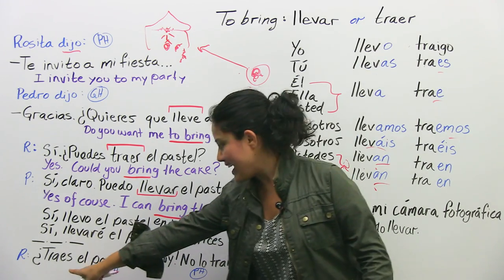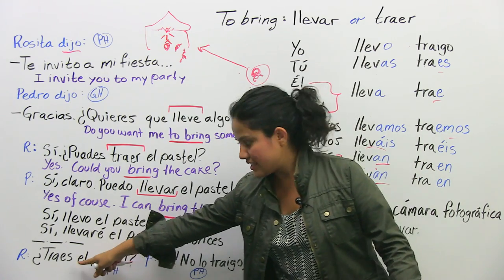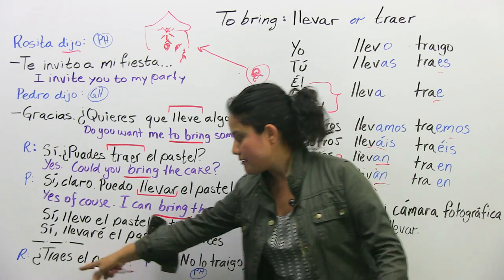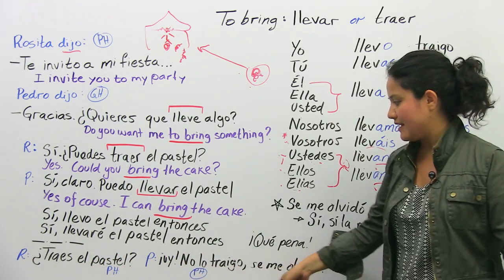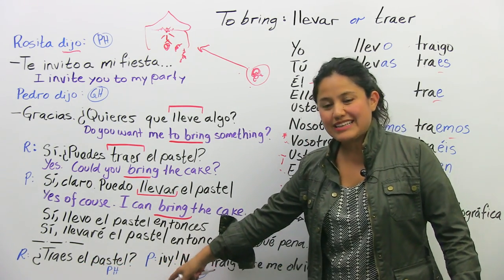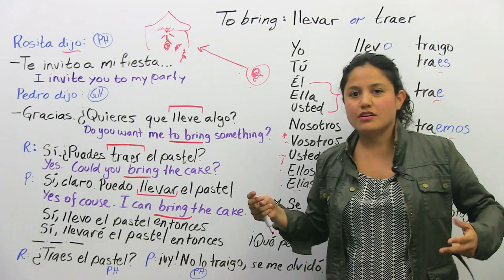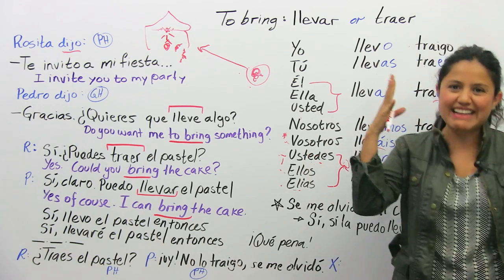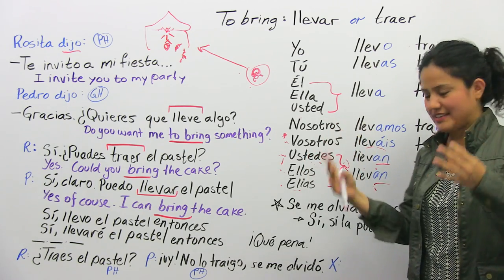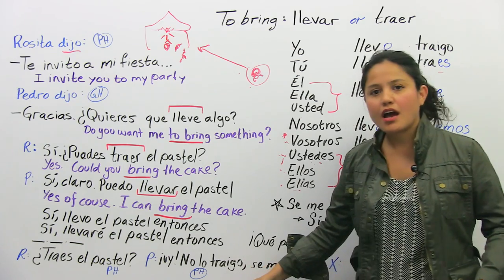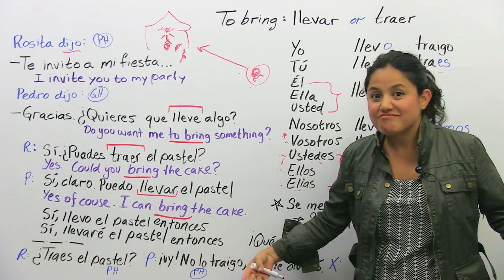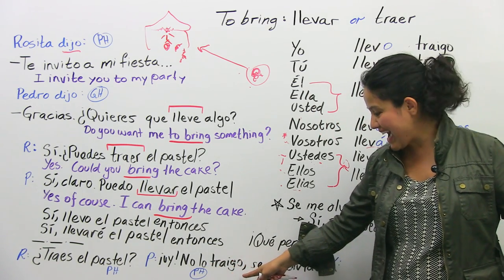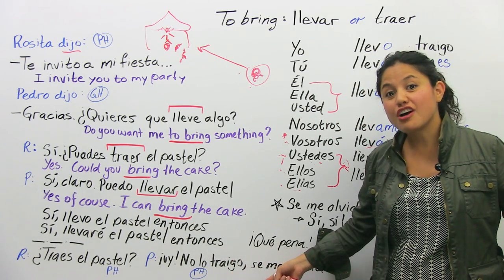So Rosita is like, hey, Pedro, ¿traes el pastel? Did you bring the cake? ¿Traes el pastel? Pedro replied, uy, qué pena, what an embarrassment. No lo traje. I didn't bring it. I forgot it.